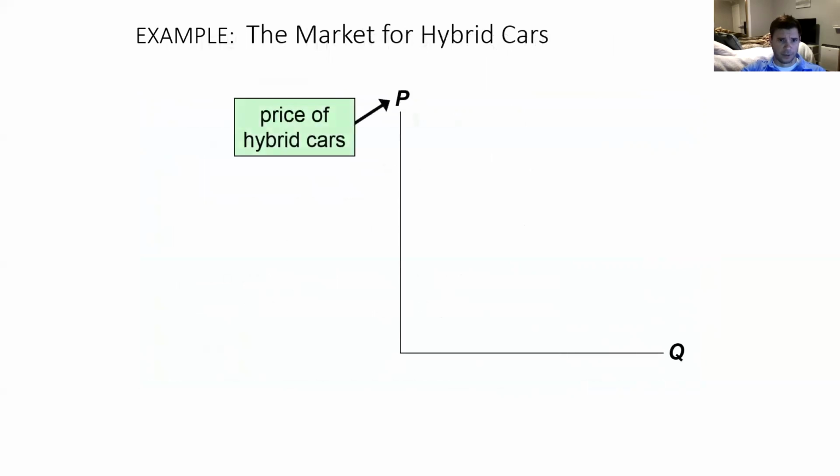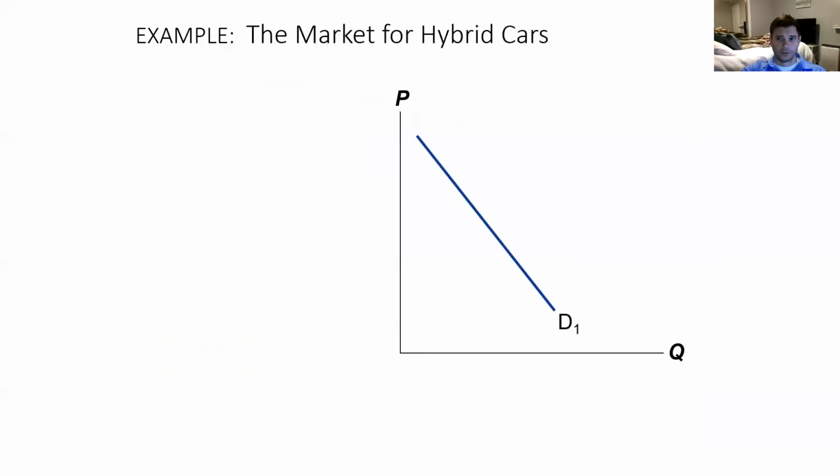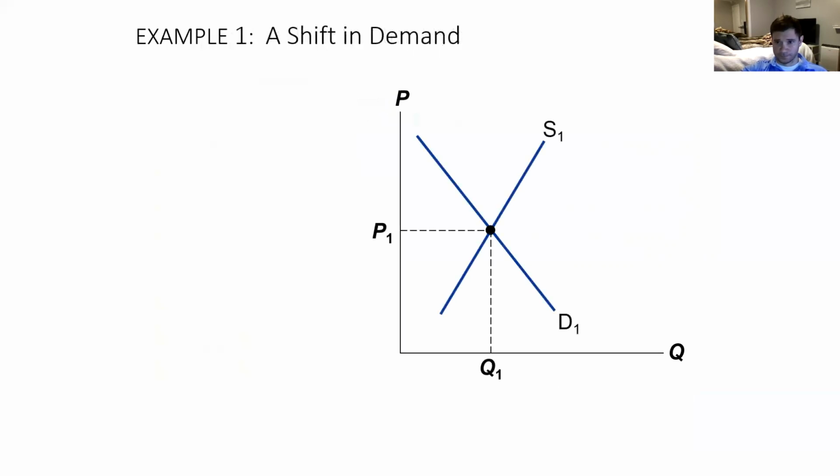So I got the price of hybrid cars on the vertical axis, the quantity of hybrid cars traded on the horizontal axis. We have our downward sloping demand curve for hybrid vehicles and an upward sloping supply curve for hybrid vehicles. And we're going to start off by assuming that our initial equilibrium describes the initial market conditions. Okay, now we will consider the following change.